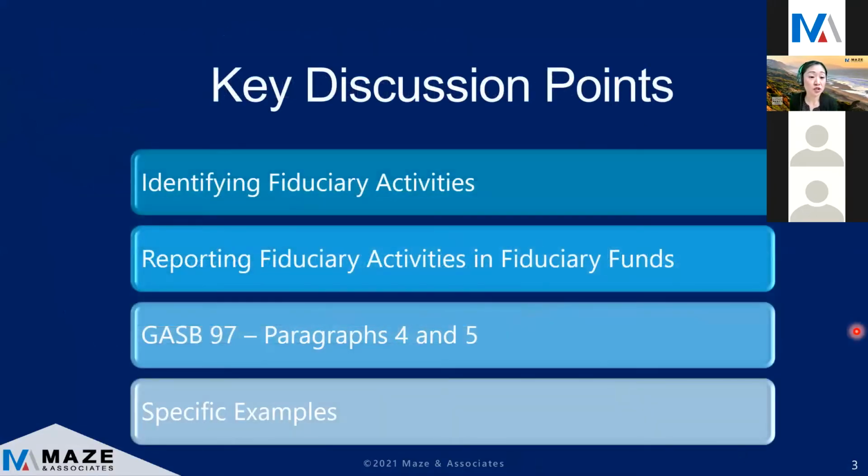Now, what we will talk about today is identifying the fiduciary activities, reporting the activities in the fiduciary funds, and we will quickly go over GASB 97 that became effective last year, actually in June of 2020. But it has certain impact on the determination of the component unit. So we wanted to remind you of those. And then we have some specific examples.